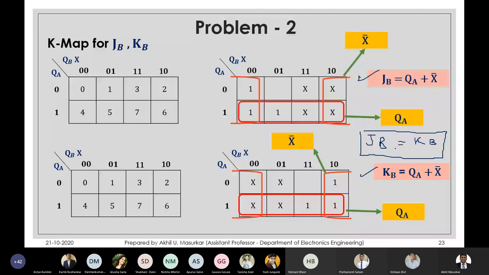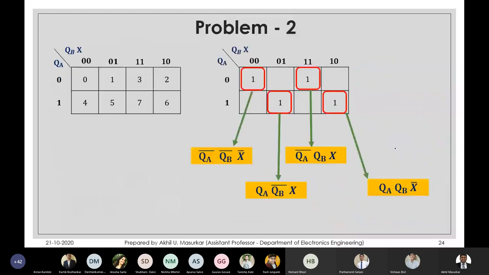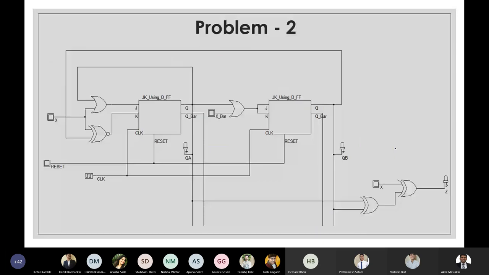Let's go with the implementation. Z is going to be the same, and this is going to be the hardware. This is going to be the implementation. Now, what you should distinctly see between a D flip-flop implementation and a JK flip-flop implementation is that the JK flip-flop requires lesser hardware, whereas the D flip-flop was requiring tremendous hardware at the inputs DA and DB. That is why most of the times we prefer JK flip-flops over D flip-flops and T flip-flops as far as the state machines are concerned.